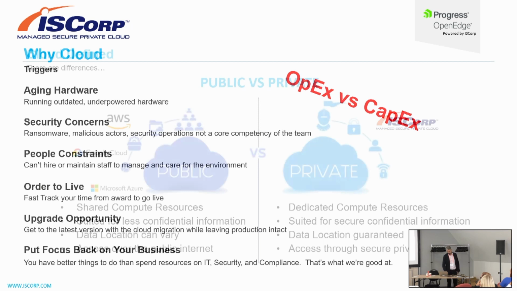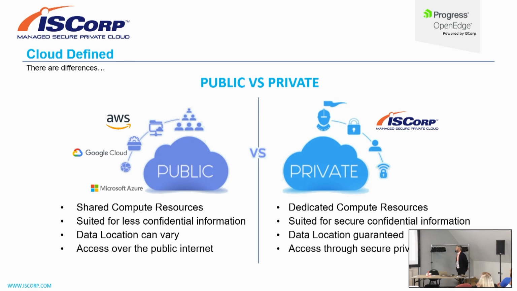Okay, cloud defined then. So public versus private. We all know the likes on the left-hand side, I'm sure, AWS, Google, Azure. I've alluded to it at the beginning of the presentation around managing all the way up to application level. For us, it's dedicated compute resource suited for secure, confidential information, data location guaranteed, it's client choice, and access through secure private links.